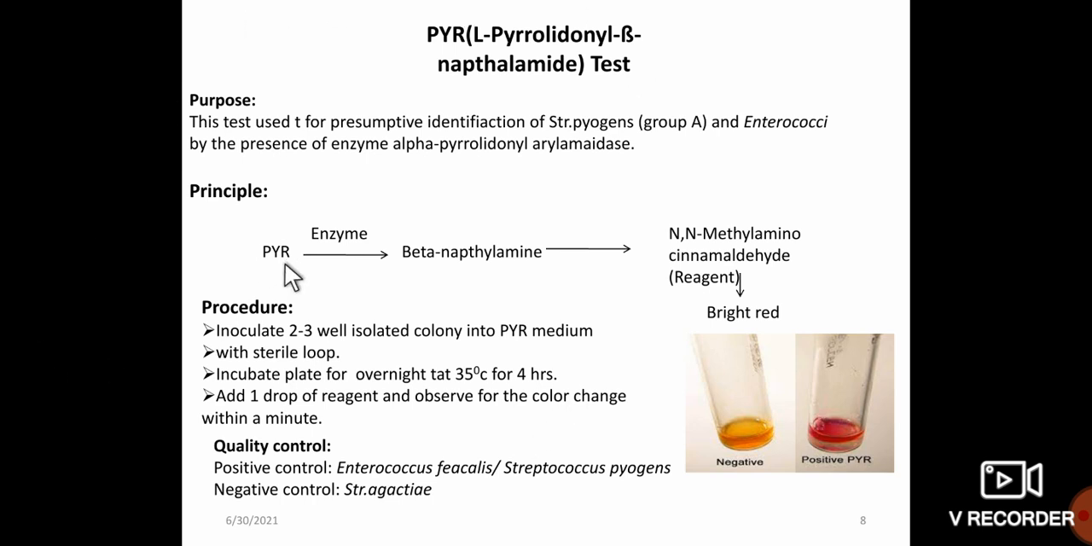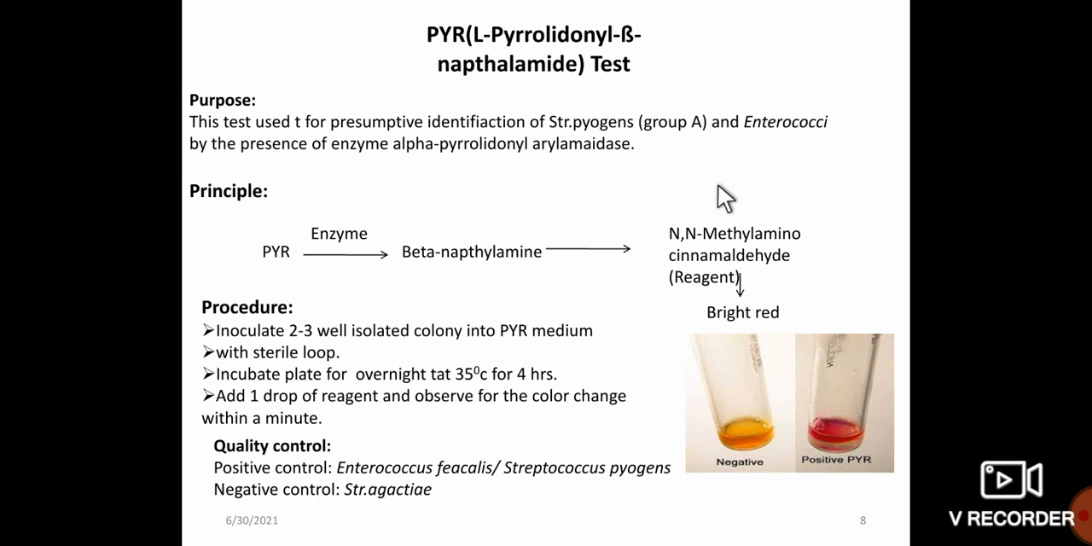Here we will take a PYR reagent. So bacteria will produce an enzyme, as already I told you, alpha pyrrolidonyl arylamidase enzyme. This enzyme will react with the beta naphthylamide and will give a bright red color after adding the PYR reagent, that is N,N-methylaminocinnamaldehyde. So how to do this test? You will take a PYR broth, inoculate the bacteria, and incubate it at 35 degrees Celsius for about 18 to 24 hours.